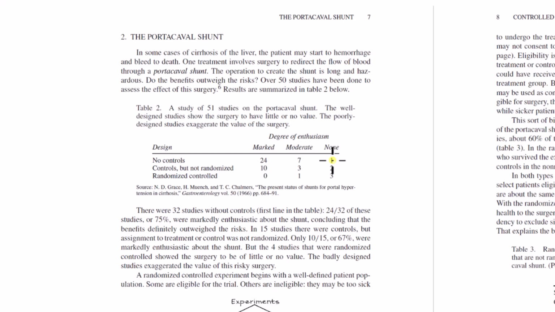In other words, the surgery was pointless. We did this risky, long surgery for what? For no reason. Okay, some experiments had controls, but it was not randomized. Okay, 10, 3, 2. And then here was well-designed, randomized, controlled. And what it's saying here is, look, the randomized controlled ones were more often saying that the benefits didn't outweigh the risks, whereas the poorly designed experiments were saying that the benefits outweighed the risks.